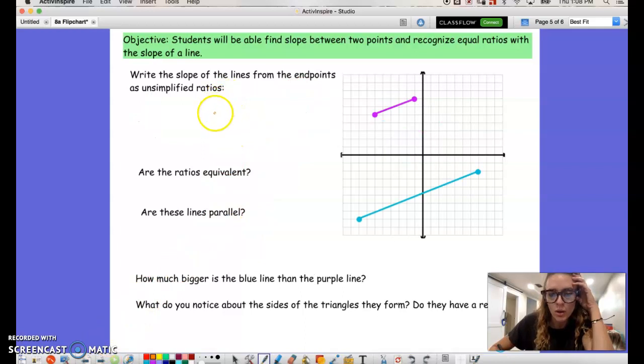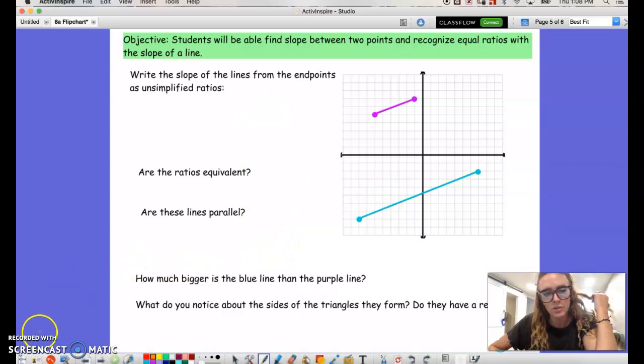Okay, here's another one. Go ahead and pause your video at this one and see if you can complete this slide on your own. We're going to be talking about it in class, and then I will jump back on and give you some guided notes on that.